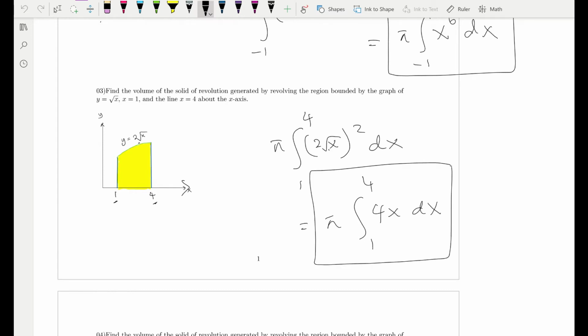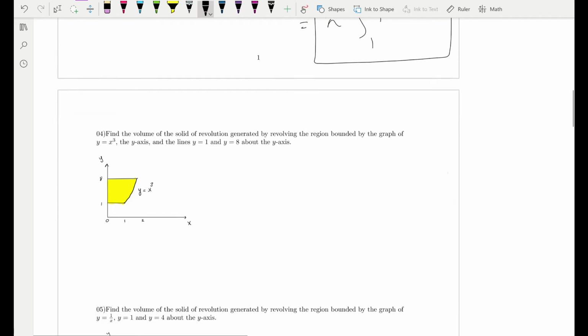This is the integral, 4x, and again, it's an easy integral to solve. I'll not do that here. But that's the integral that will help you to find the volume of the object that you get by rotating the curve 2 square root x around the x-axis. Right, so now let's look at this problem.